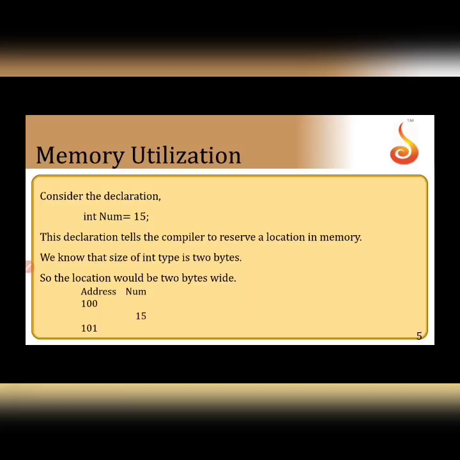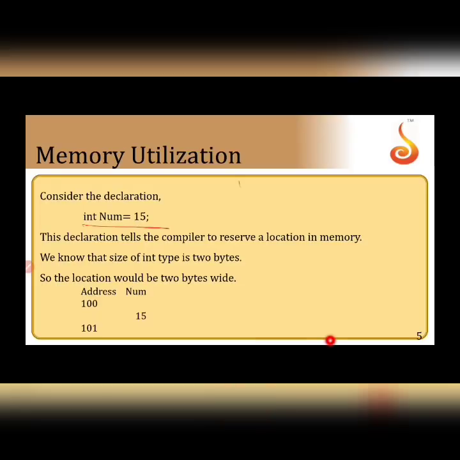Now, the continuation of this. For example, int num is equal to 15. What is this? This is declaration and initialization of a variable. I am declaring an integer variable num and giving an initial value 15 to it. This is called declaration and initialization in one step.